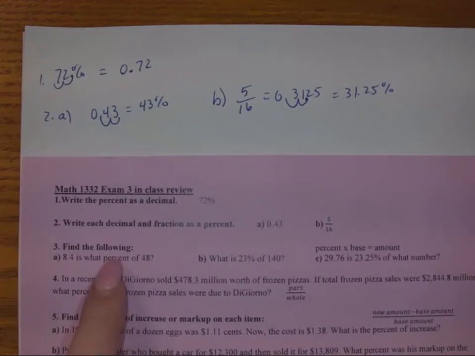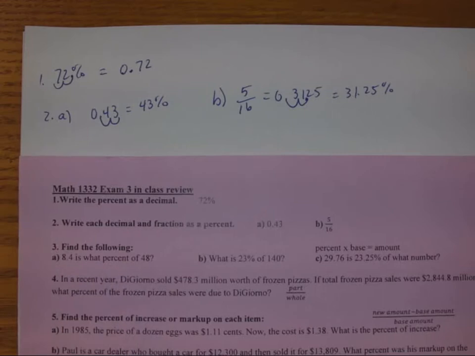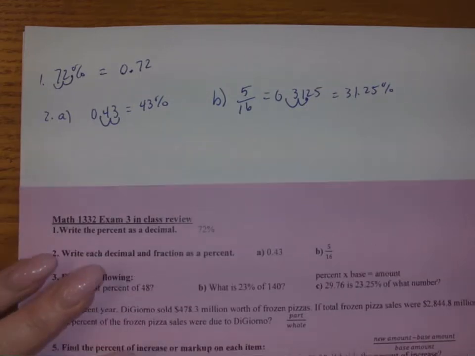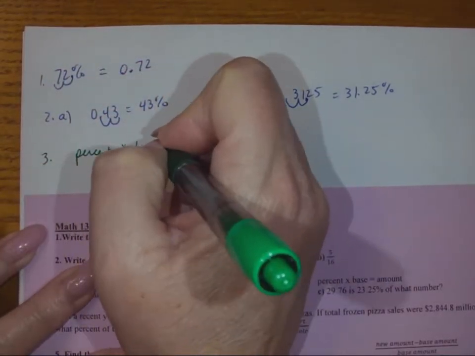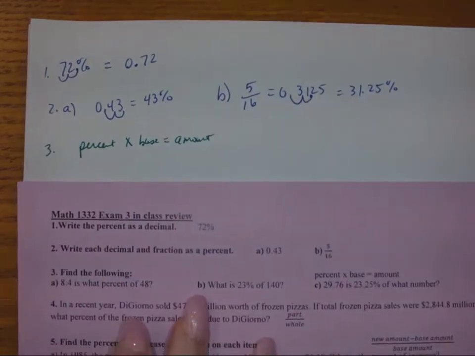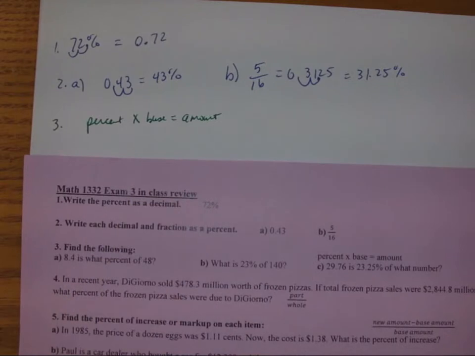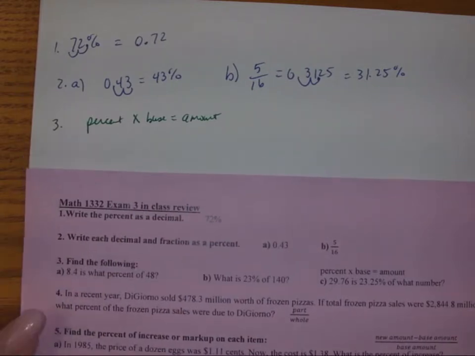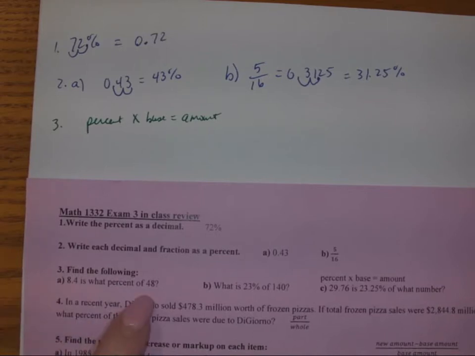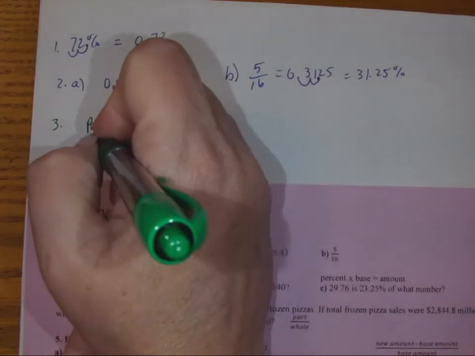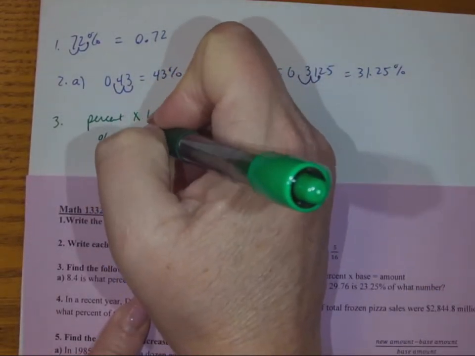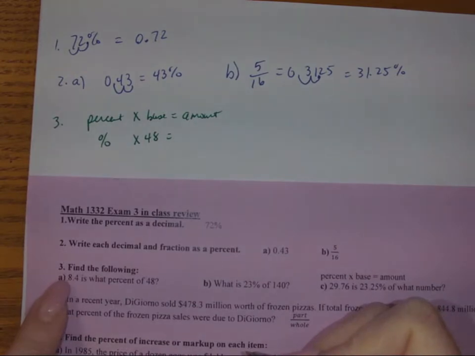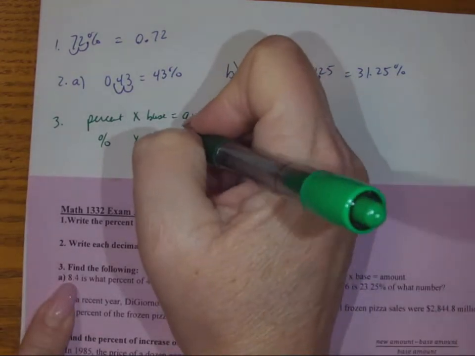All right, so on the next set of problems, we're finding the following, and we're using the same formula for all of the problems on this. This is percent times base equals the amount. So what we can do is put in all of our parts and we'll figure out what we need to do. So on the first problem, part A, we have 8.4 is what percent of 48? So what percent? Percent is what we're looking for. The base is the of part, so that's times 48, equals the amount. 8.4 is, that the is part is going to be your amount.